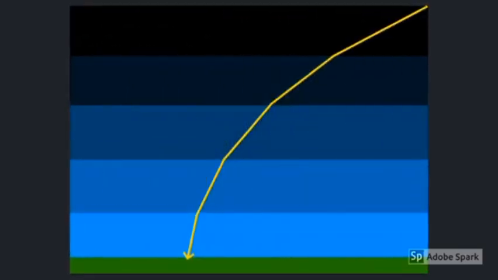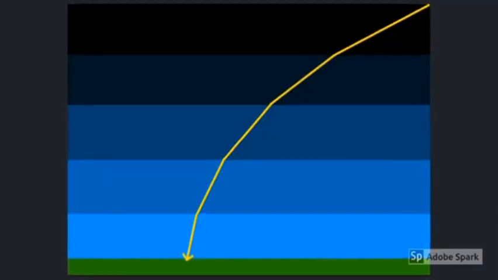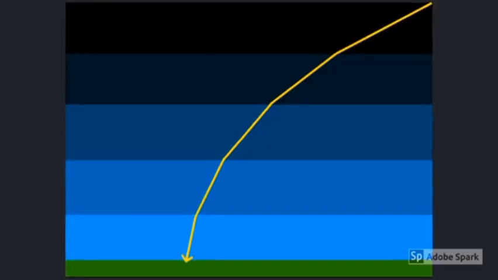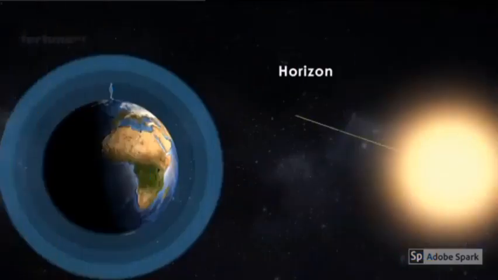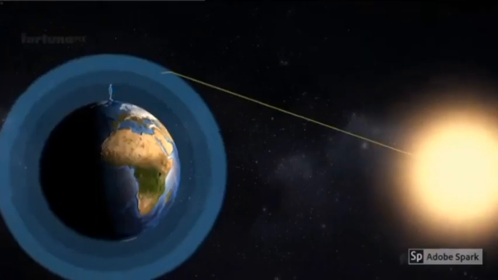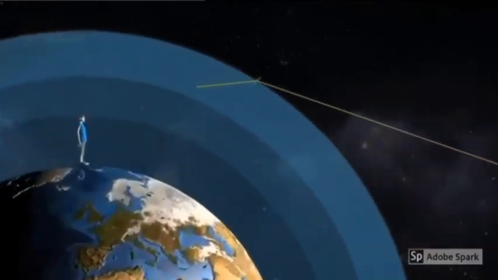Now, let's not forget how the atmosphere is a gradient, and how the lower the atmosphere is, the denser it gets. And the denser it gets, the more it is able to bend light. Check it out. This globe earther gets it. Thank you, Fortuna Pix, for making this awesome animation.